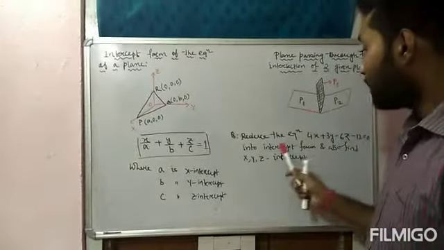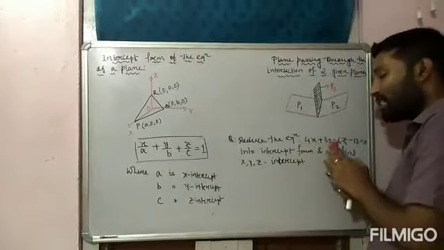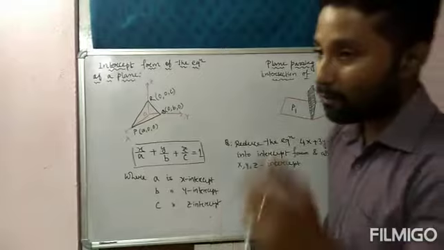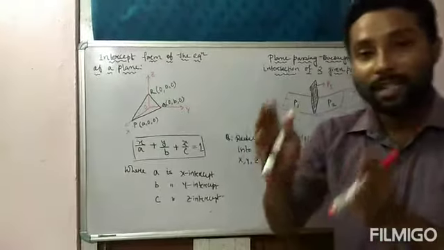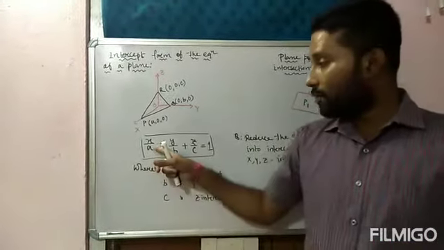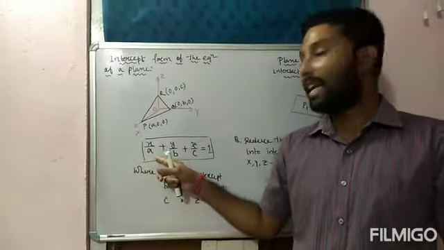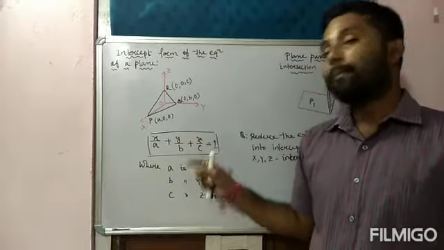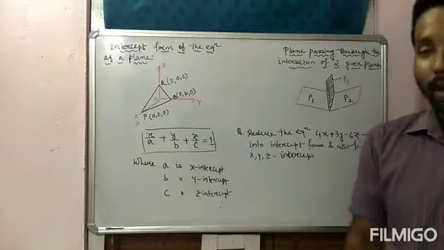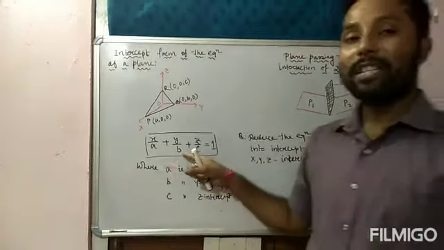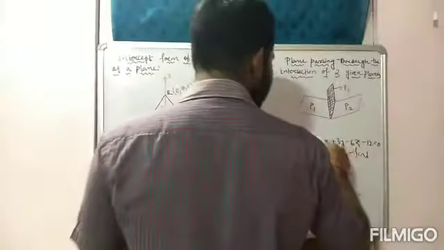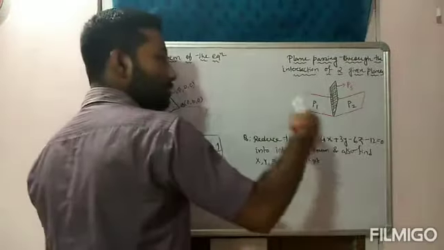In order to reduce any equation of a plane into intercept form, first you should know the equation in intercept form. We know the equation in intercept form is x/a + y/b + z/c = 1. So if you know this, then easily you can convert the equation of a plane into intercept form.